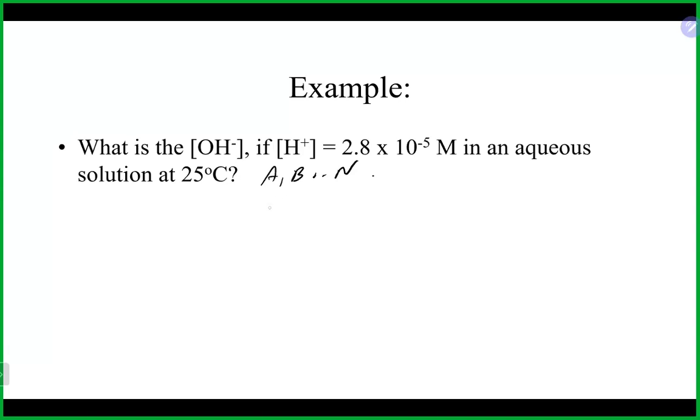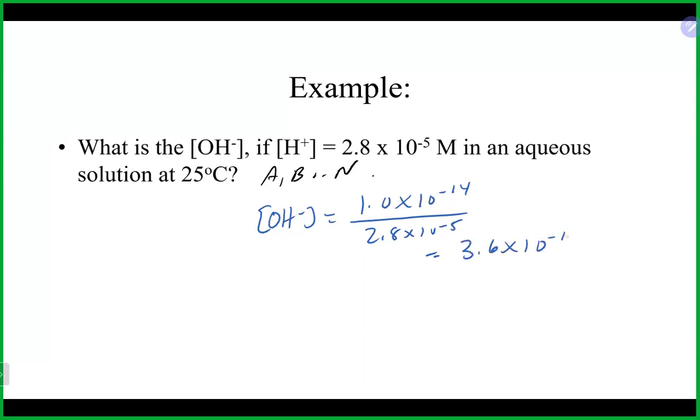Okay, so again, OH minus here, using our KW value, which is pretty much a constant for us: 1 times 10 to the minus 14 divided by what was given, 2.8 times 10 to the minus 5. That's going to get us here. Looks like 3.6 times 10 to the minus 10 molar.